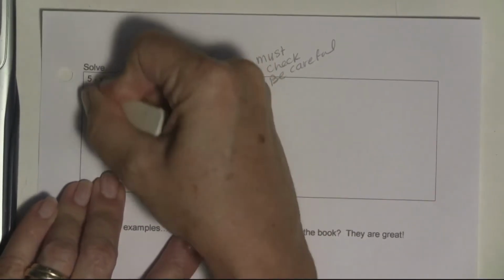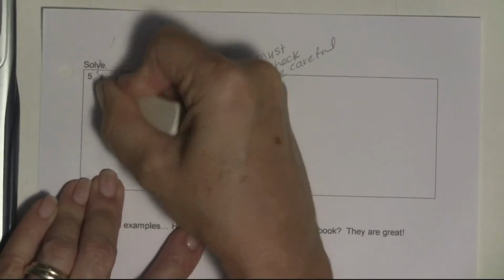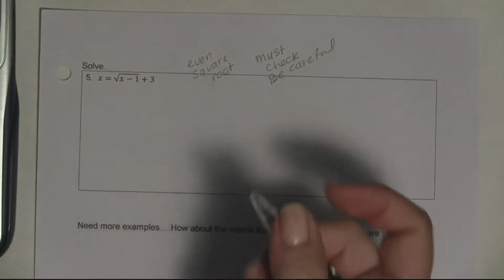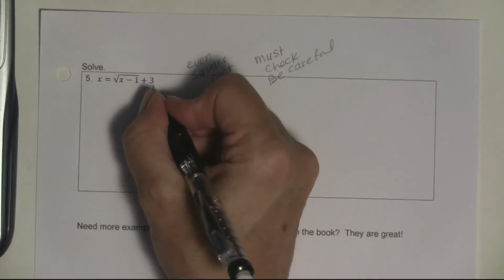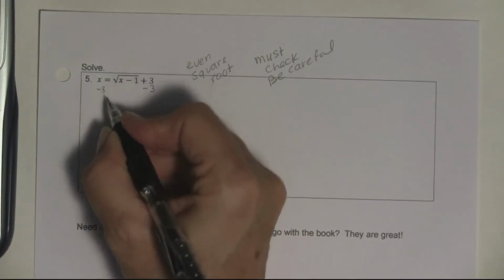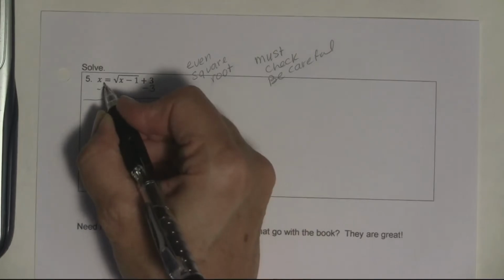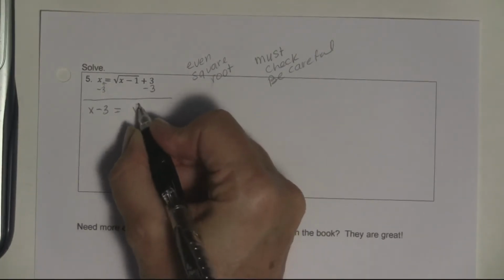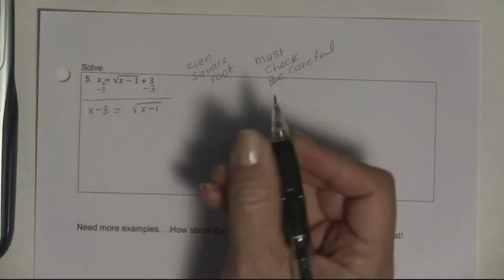And so what I want to do instead, so I'm erasing that. Erase, erase, erase. And I'm going to take away 3, both sides of the equation. Now 3 is not like terms with the x, so I'm going to write it right after the x. Right after the x when I write this. X minus 3 equals the square root of x minus 1.